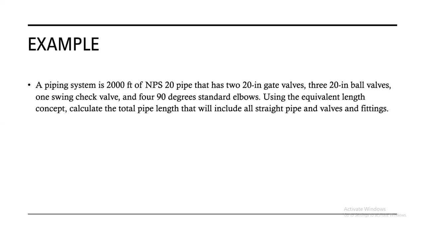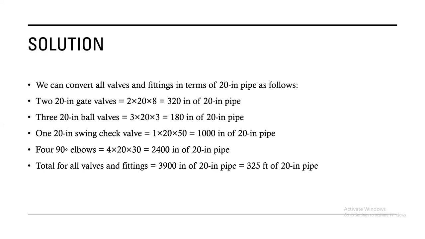Example: a piping system is 2,000 feet of NPS 20 pipe that has two 20-inch gate valves, three 20-inch ball valves, one swing check valve, and four 90-degree standard elbows. Using the equivalent length concept, calculate the total pipe length that will include all straight pipe and valves and fittings. Solution: we can convert all valves and fittings in terms of a 20-inch pipe as follows.